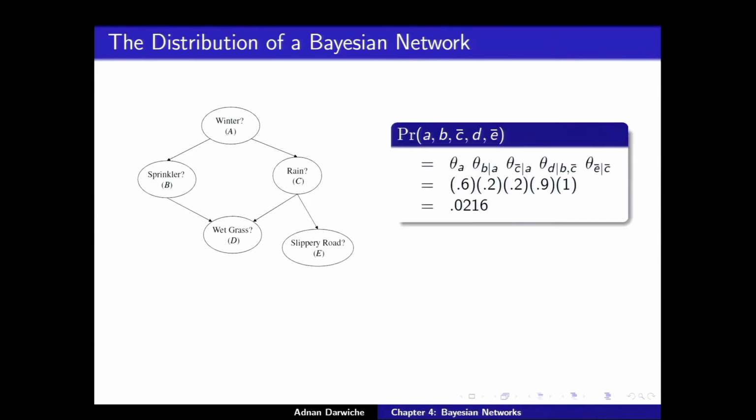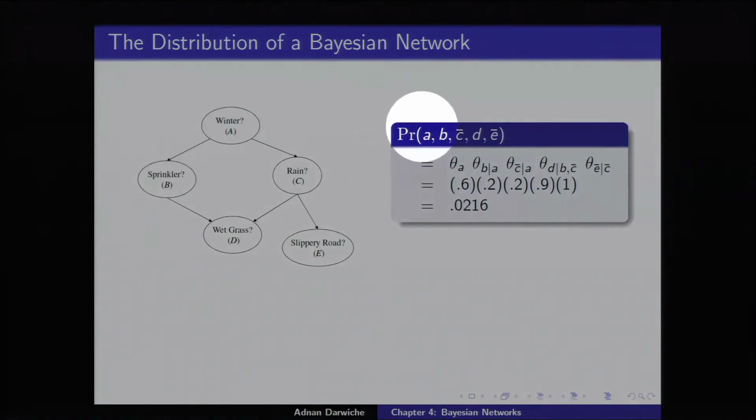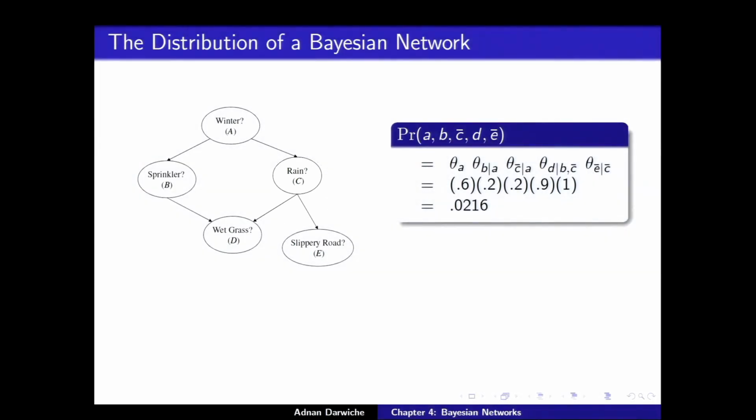What is the probability of A being true, B true, C false, D true, and E? It's obvious. You just go to every guy. Let's say here, theta sub A. This guy, D given A. This guy, C prime given A. Right? And so on. Very easy.